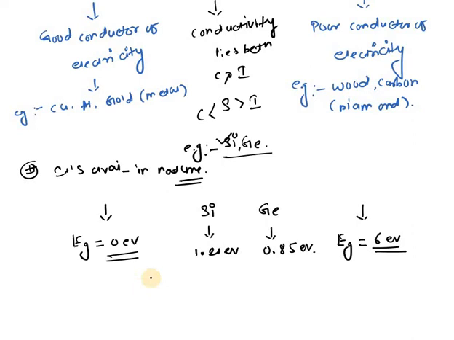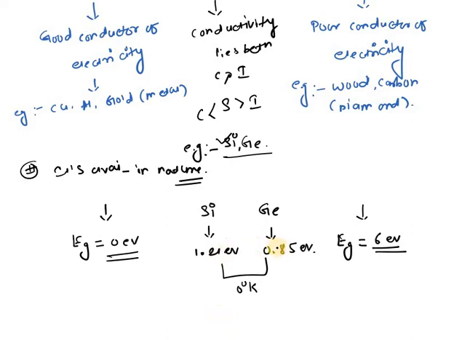Please note this down. The energy gap of silicon is 1.21 electron volt, and that of germanium is 0.85 electron volt. This is an important point of discussion as far as semiconductors are concerned. And this is at 0 degree Kelvin. Again, an important point: this is at 0 degree Kelvin.